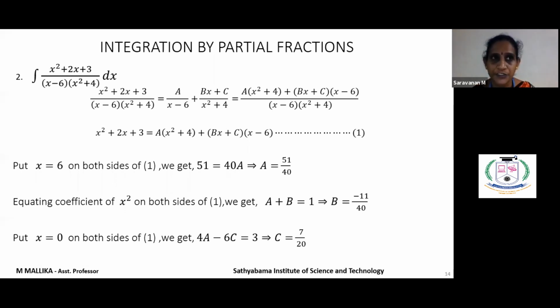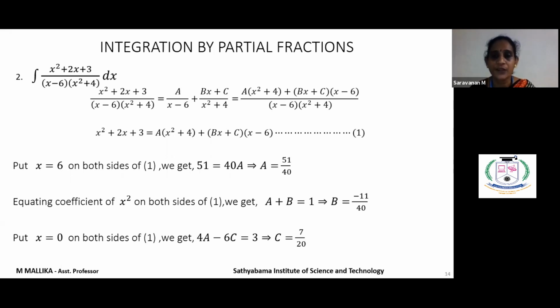Since two more are left, what we are going to do is equate the coefficient of the highest degree term on both sides. That is another way of getting an equation. So when I equate the coefficient of x square on both sides, the left hand side coefficient of x square is 1. On the right hand side, the coefficients of x square are, one is a, another one is b. So a plus b is equal to 1. From there you can find b by substituting a, it is minus 11 by 40, and we got two values now, only one more is left. So as usual, put x as 0, you'll be getting another equation, which is 4a minus 6c is equal to 3. Put the value of a, you'll be getting the value of c.